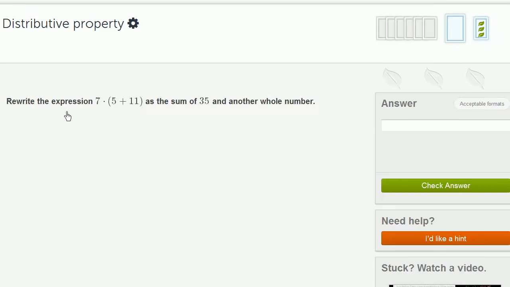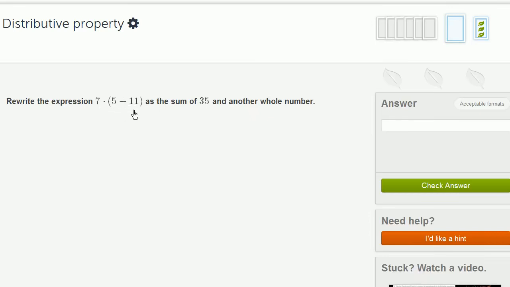We're asked to rewrite the expression 7 times (5 + 11) as the sum of 35 and another whole number. So really what they're asking us to do is just apply the distributive property. We have 7 times the quantity 5 plus 11.